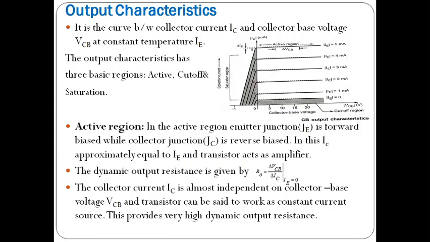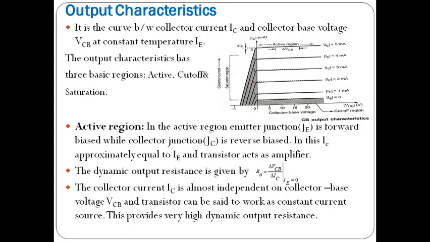Clear? Active region is defined when the emitter junction is in forward bias while the collector junction is in reverse bias. We already know this one. In this region, IC is approximately equal to IE. That means collector current is approximately equal to emitter current. In this case, the transistor acts as an amplifier. So when the transistor is in the active region, we can say the transistor can act as an amplifier.